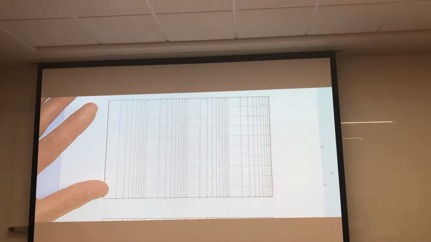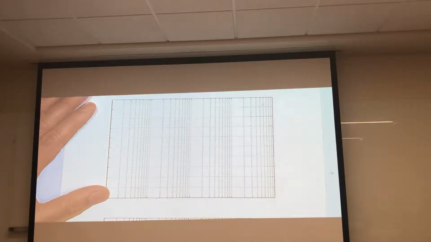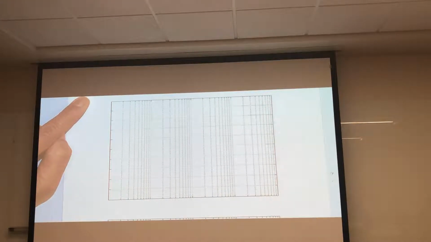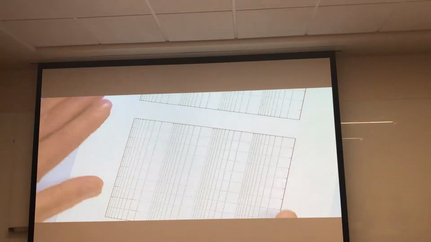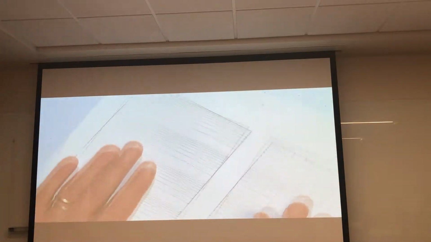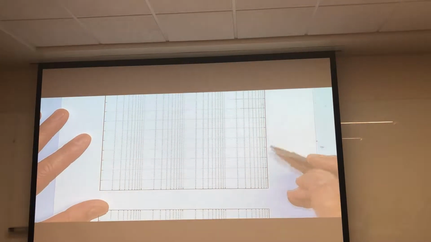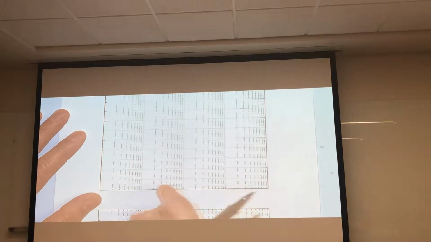Fortunately for us, the exam on Friday will have a staple up in the upper left-hand corner, so the paper should not be upside down. But we do need to know how to use semi-log paper. Remember, high frequency is compressed, low frequency is expanded.